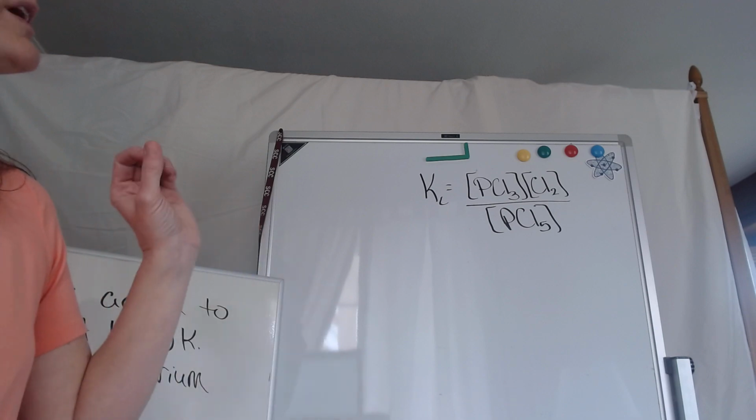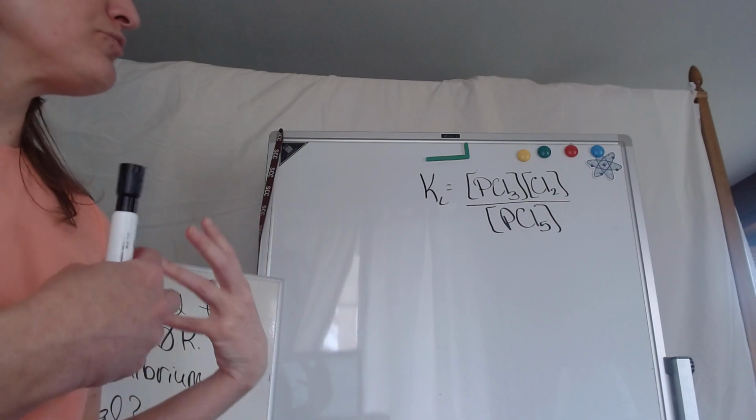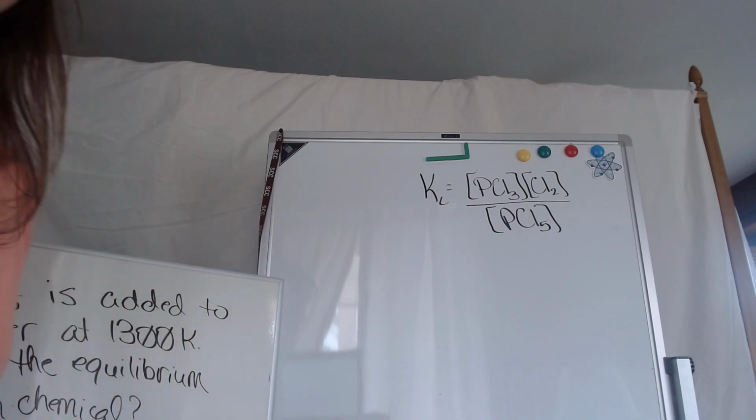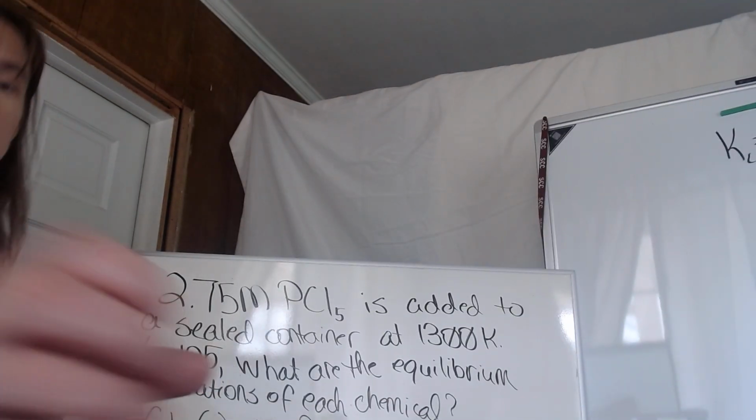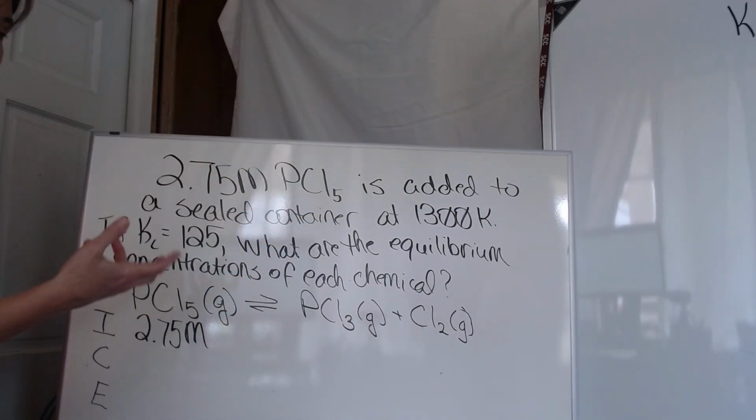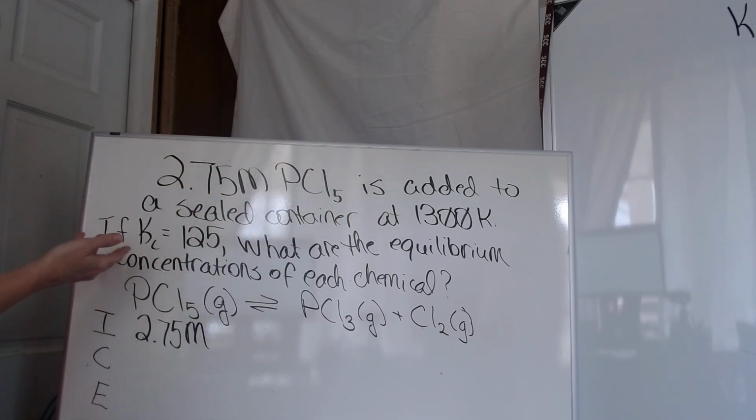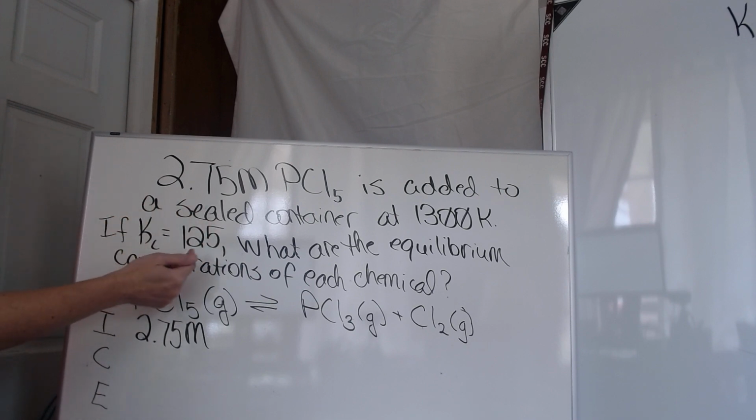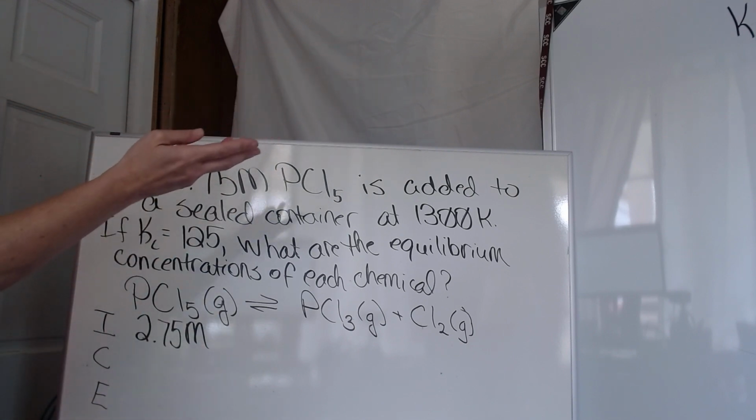And so in this problem, when you start to organize your data, you want to see if you can find a place for all your data. None of these equations involve temperature, so you're not going to use the temperature for anything right now. The temperature is there just to let you know the temperature is constant. The temperature has to be constant or you wouldn't have an equilibrium constant. In this problem, we have the equilibrium constant 125. It doesn't go in the ICE chart. It goes over in the equilibrium constant expression.